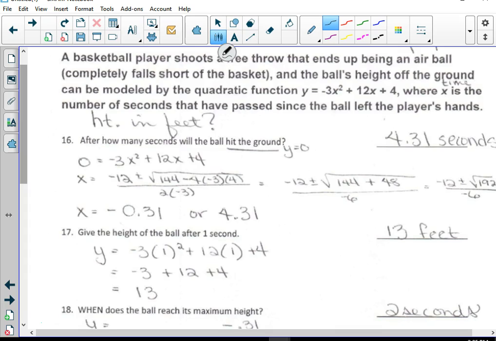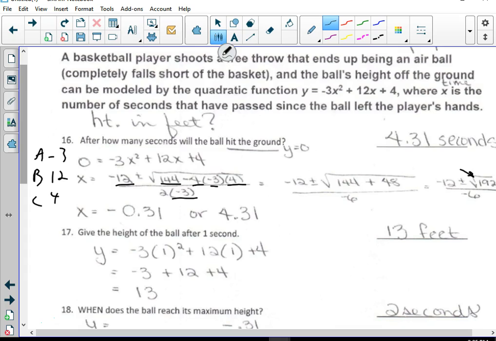You need to factor, but this one doesn't factor nicely. Okay? So, the easiest thing to do is identify A, B, and C. A is negative 3, B is 12, C is 4. And you're going to plug those into the quadratic formula again. When you do that, you have the opposite of B, B squared, 4AC, 2A. You end up with the square root of 192.